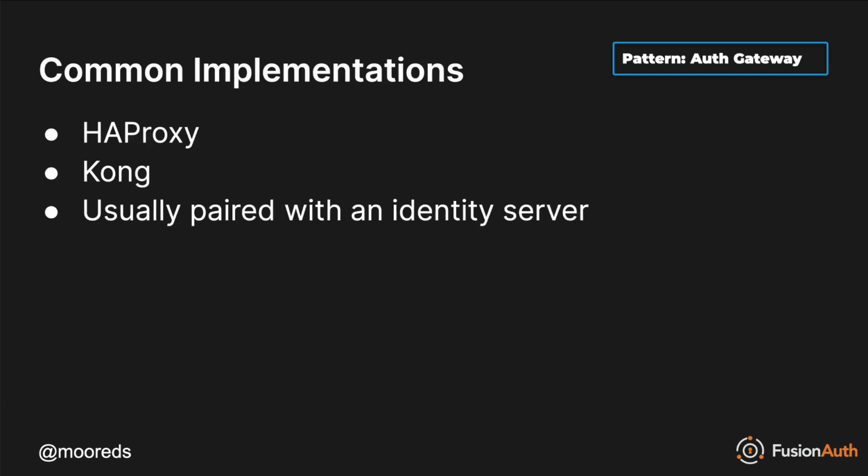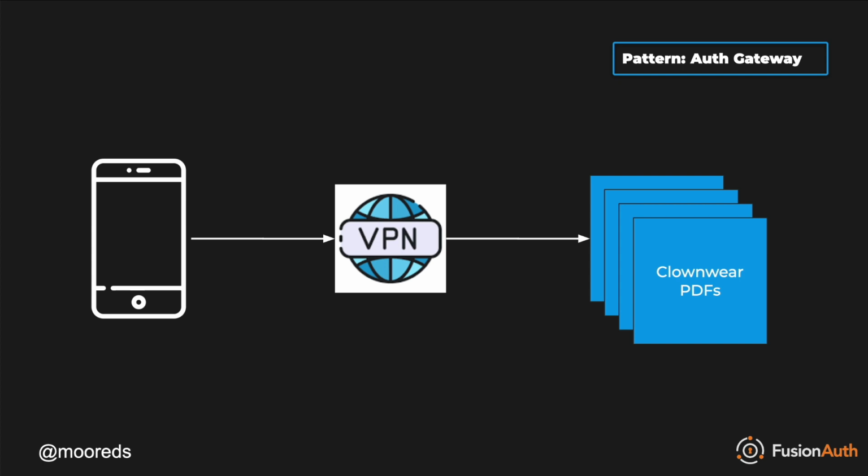Common implementations are HAProxy has one, Kong has one, other gateways that are designed to sit in front of a bunch of applications. I think F5 has one. And it's usually paired with an identity server that does the actual authentication stuff. The Kongs or HAProxies take care of the enforcement, but the actual authentication happens with an identity server.